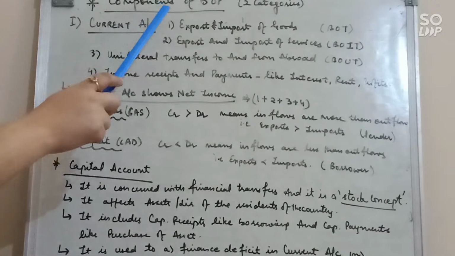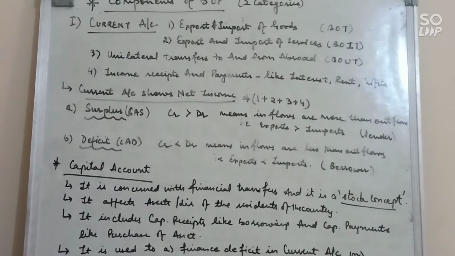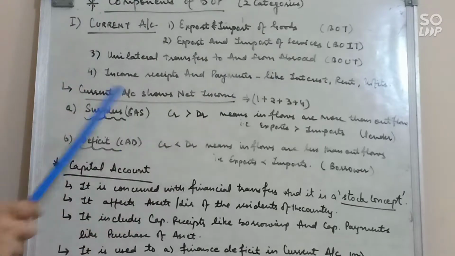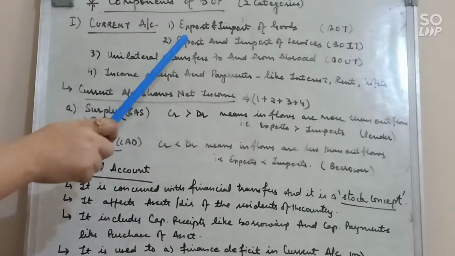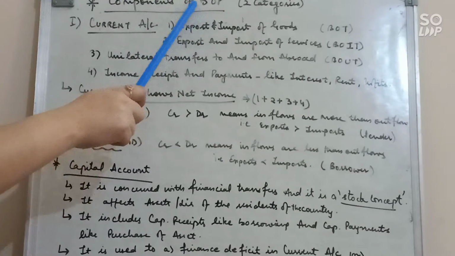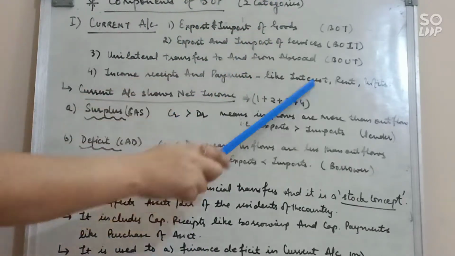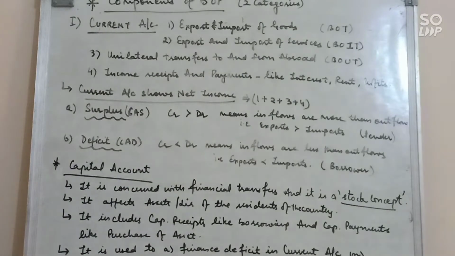After calculating the balance of these four components, we will find out the total balance of current account. So current account shows the net income of these four components. Or what we can do, we will record all the inflow of foreign exchange on the credit side and all the payments on the debit side, and after that we can find out the balance of current account. So balance of current account can be positive, that is surplus, or deficit.